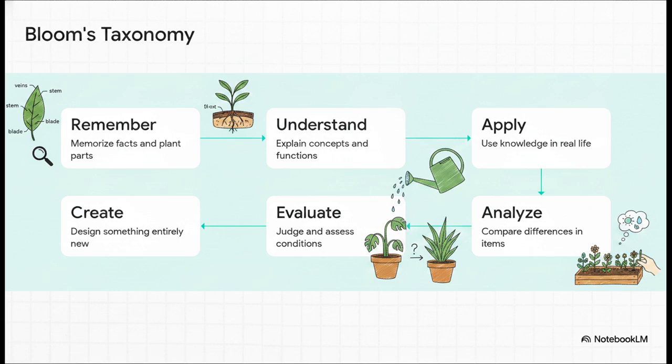Step 2 is understand. Okay, now they can actually explain what a root does. Step 3 is apply. They know exactly where to pour the water when they're watering a plant. Step 4, analyze. They can compare 2 different plants and spot the differences. Step 5 is evaluate. They can look at a dying plant and judge why it's wilting, whether it needs water or sunlight. And finally, the highest step, create. The student actually designs and plants a mini garden of their own.